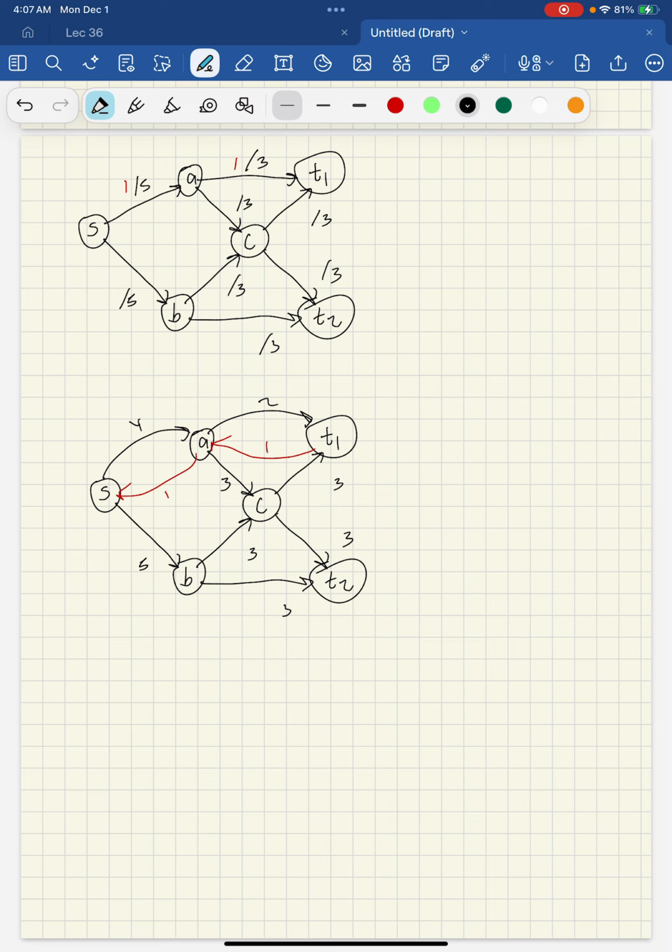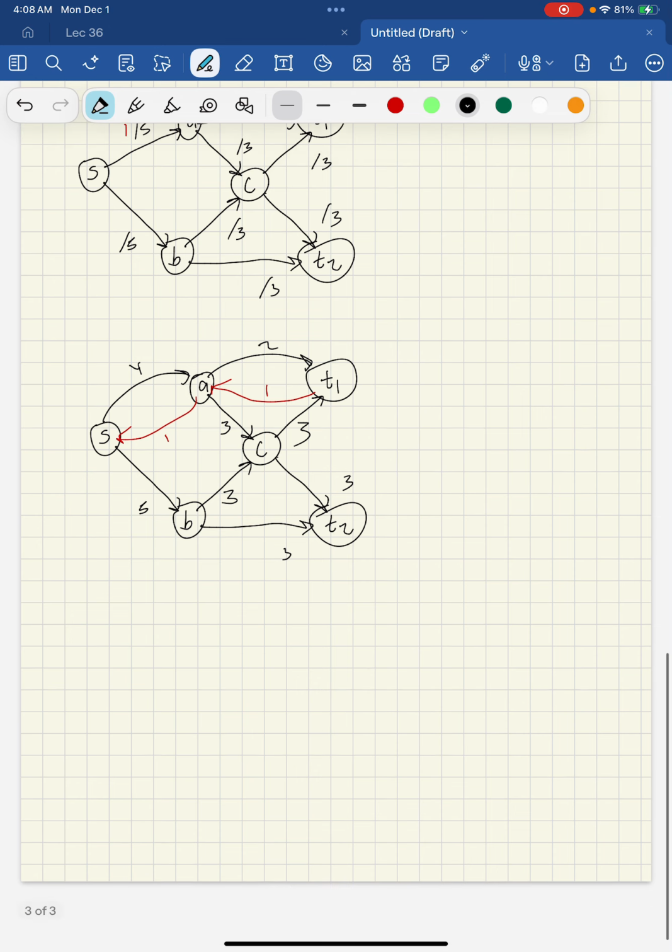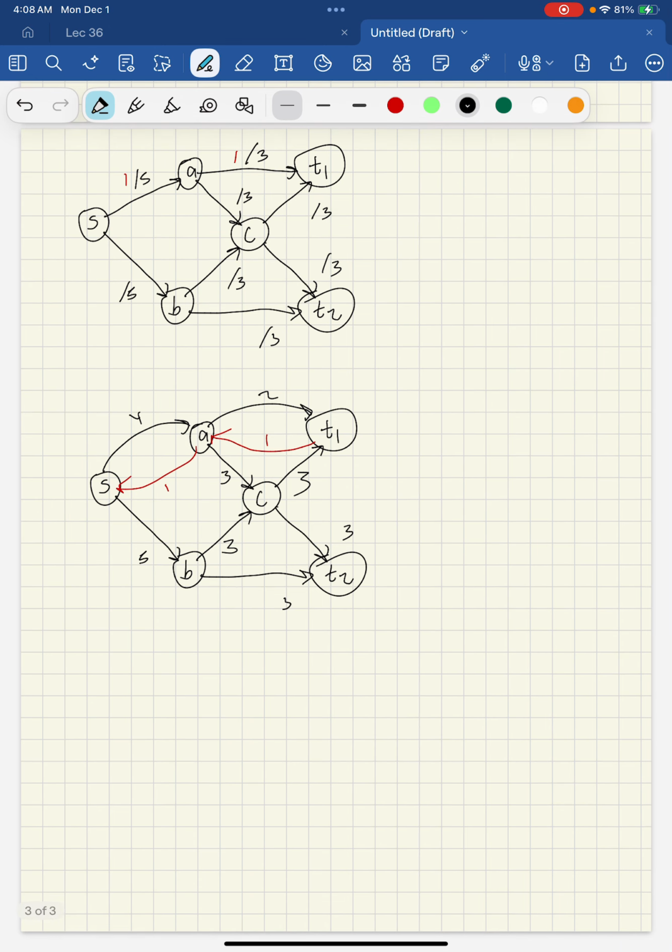Okay, so here's our residual graph. And right now, the flow into T1 is one more than the flow into T2. And so that means we need to search for an S-T2 path along our residual graph. And we can see that we have one right here. So we want to augment one unit of flow along that path in our original graph, G.